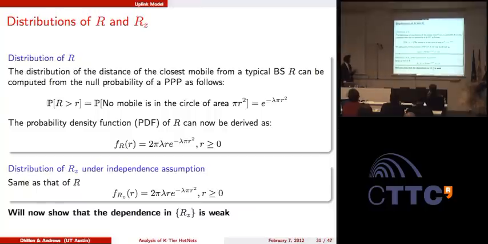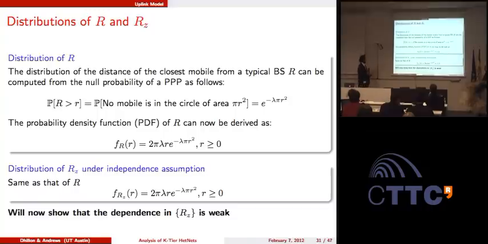And now the distribution of R can be easily found from the null probability of a Poisson process. Now what R was, just to recall, is the distance of a mobile to its nearest base station. So it can be easily found from the null probability of a Poisson process. Since this R is the distance to the closest base station, we know that there is no other base station closer than that base station. So no base station in the circle of area pi R squared.